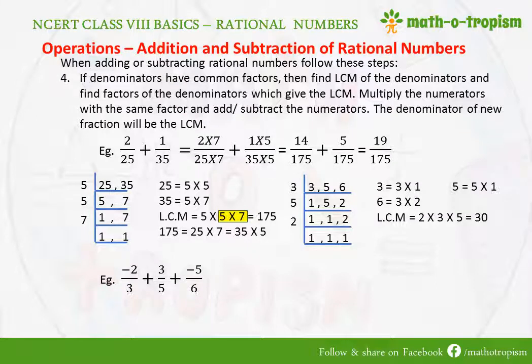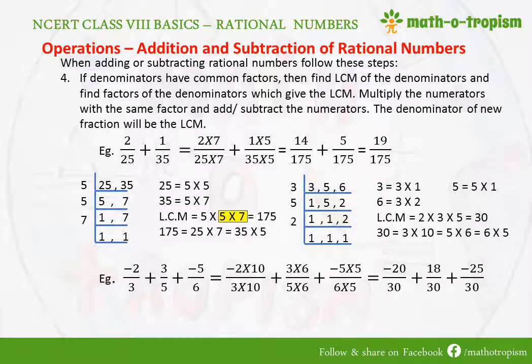Now again we will write 30 in terms of all the denominators and their factors which give 30. So the first denominator is 3. 3 into 10 gives me 30, 5 into 6 gives me 30 and 6 into 5 gives me 30. So when we are taking minus 2 by 3, I will multiply both numerator and denominator by 10.